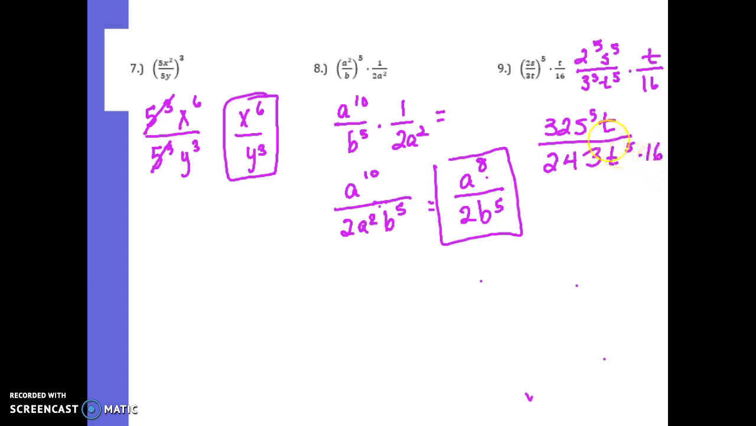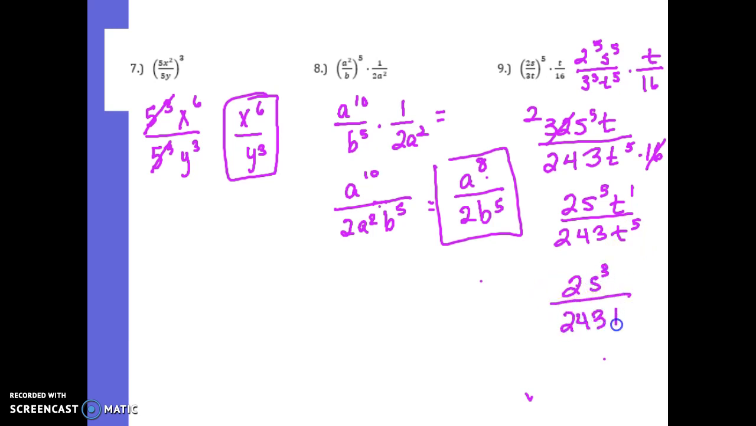Okay, so now actually looking at this, we can actually simplify 32 and 16. 32 divided by 16 is just 2. Okay, so we're left with 2s to the 5th t divided by 243 t to the 5th. And one more step, we've got t to the 1st divided by t to the 5th, okay, would be t to the -4, which means that would end up as the denominator, 2s to the 5th over 243 t to the 4th. Okay, that one was a little bit more complicated.